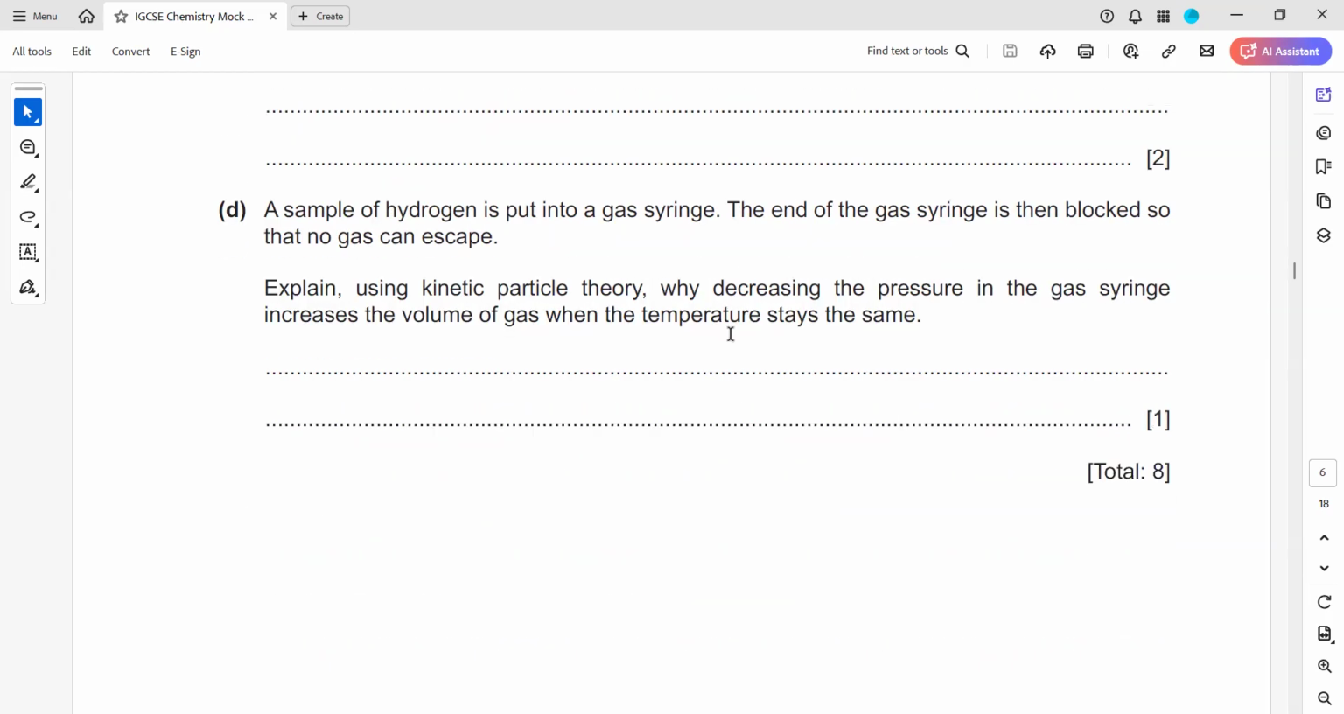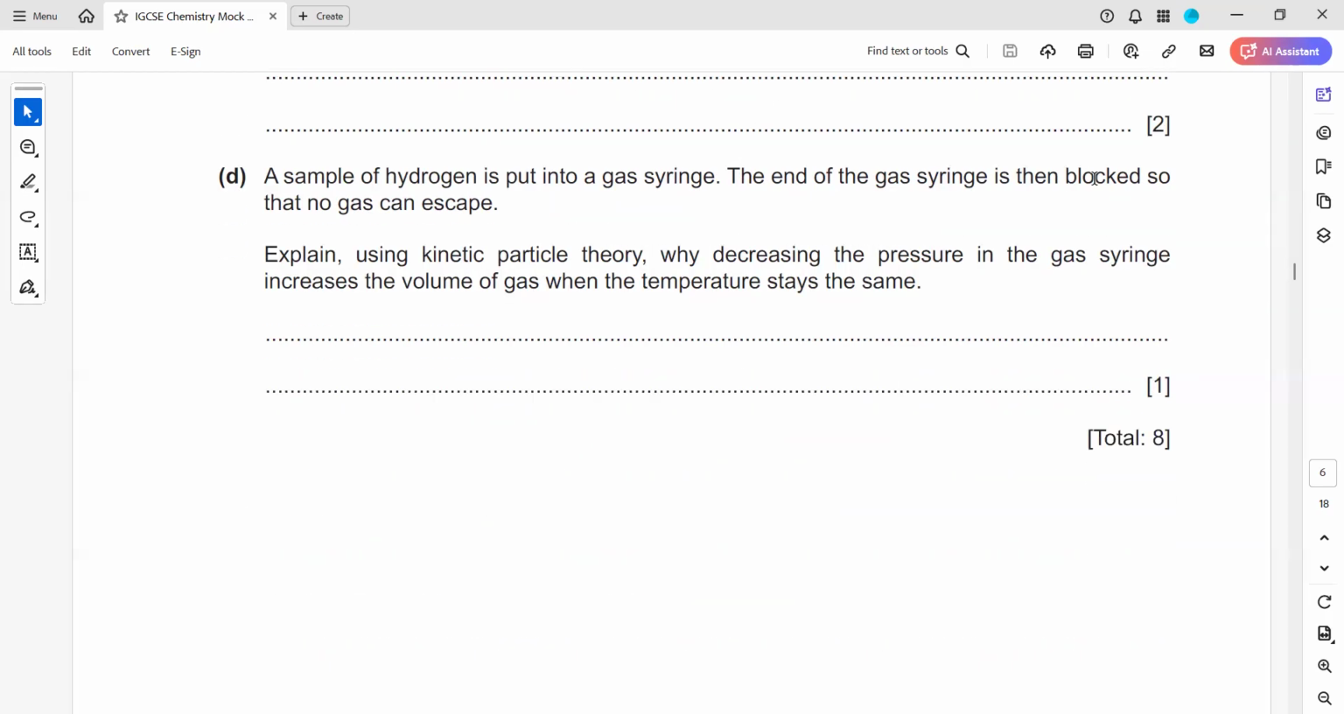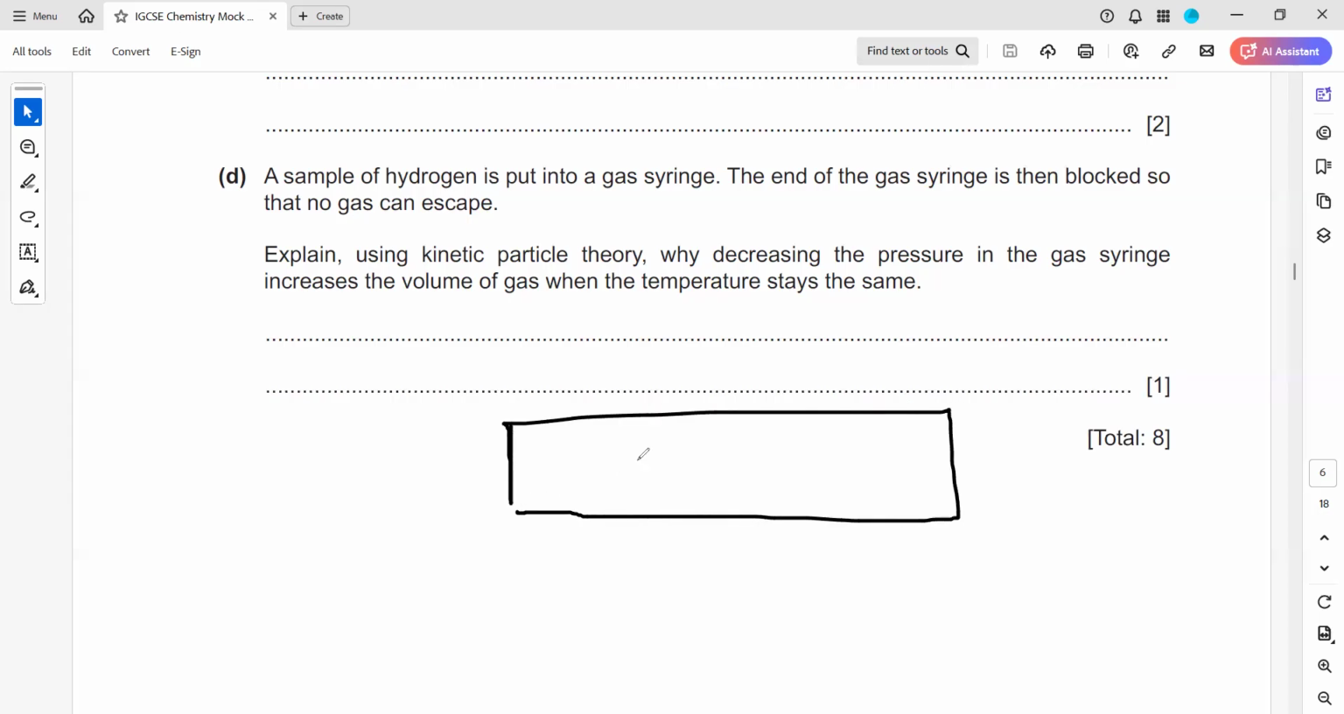The next is a sample of hydrogen is put into a syringe, and the end of the syringe is then blocked so that no gas can escape. Explain using kinetic particle theory why decreasing the pressure of a gas increases the volume when the temperature stays the same. Small particles, so they spread out more as gas. When we provide more space to the particles, the number of collisions decreases. So as less particles collide at once, the pressure will also decrease. Or you can say more space for the particles, larger volume, so the number of particle collisions will decrease.